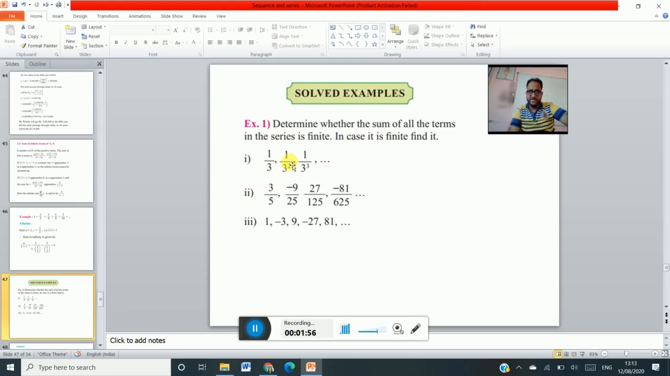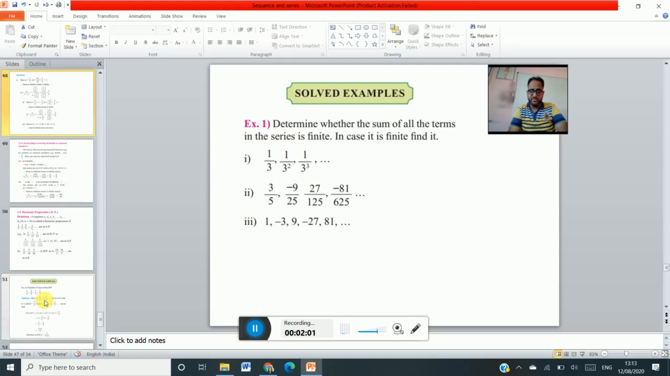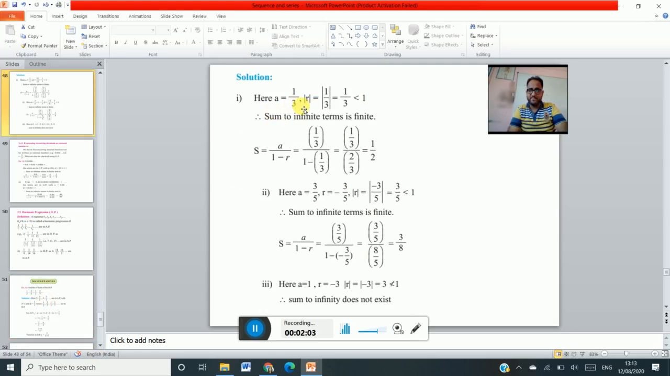First is 1 by 3, 1 by 3 square, 1 by 3 cube, and so on, right? So see how we solve this. Here the first term is 1 by 3, mod of r is 1 by 3, which is less than 1. If it is less than 1, the sum of the infinite terms is finite. So S equals a upon 1 minus r. a is 1 by 3 upon 1 minus 1 by 3. 1 minus 1 by 3 is 2 by 3. 1 by 3 upon 2 by 3 is 1 by 2. So this should be the answer.